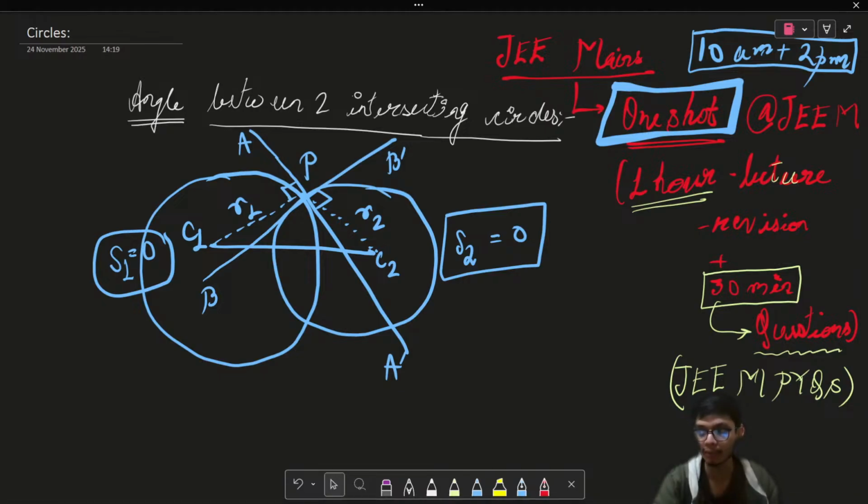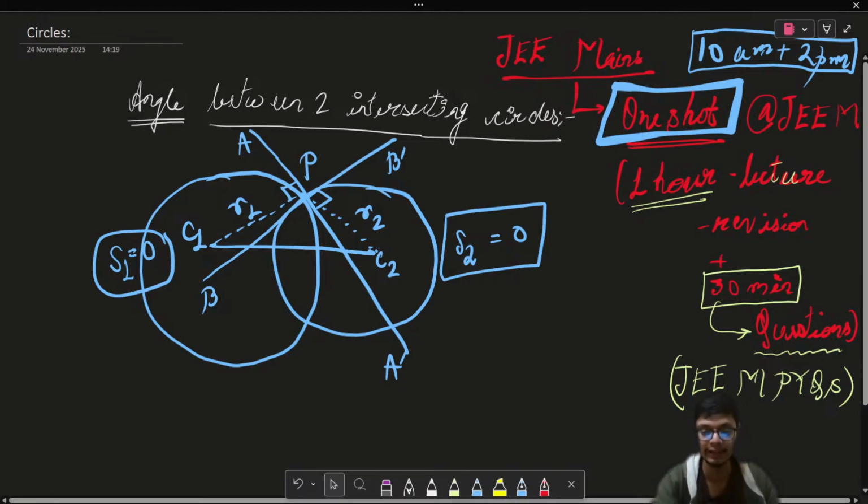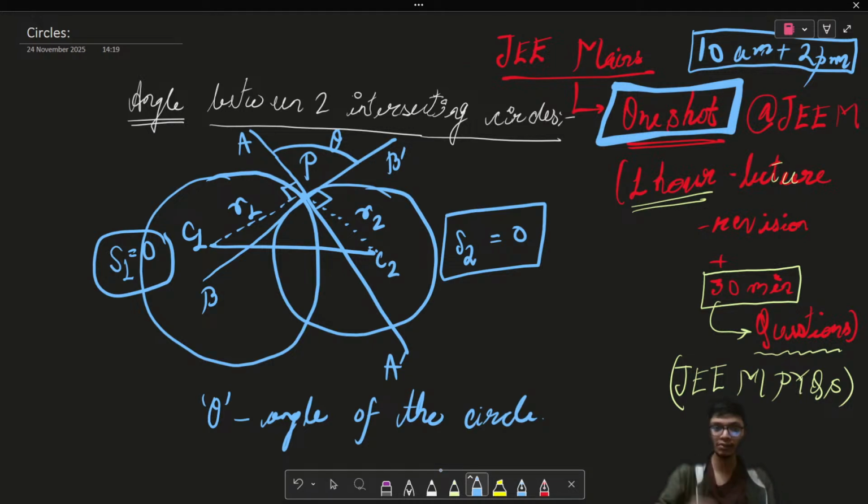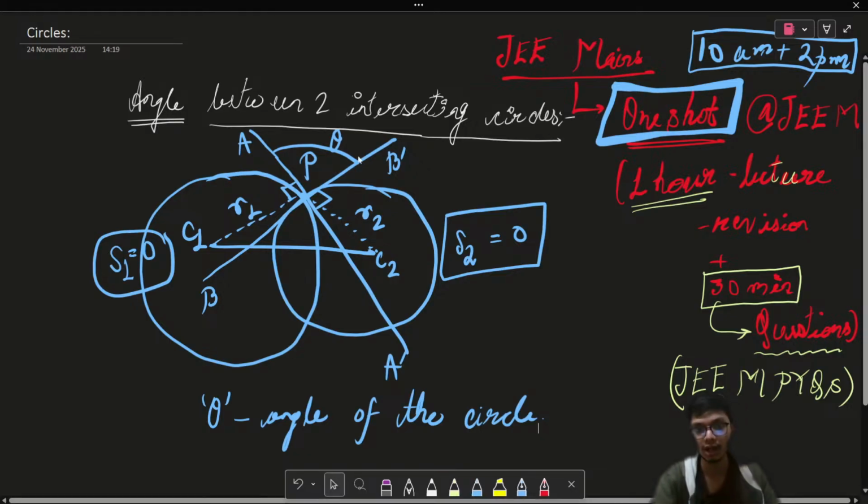Now, if I want to talk about the angle between the circles, it is simply defined as the angle between the tangents at the point of intersection. So this particular angle theta is defined as the angle between the two intersecting circles. This is how we calculate the angle between two intersecting circles. So let us jump into the mathematics part of it. How can we estimate this theta from known parameters like R1, R2 and C1C2?